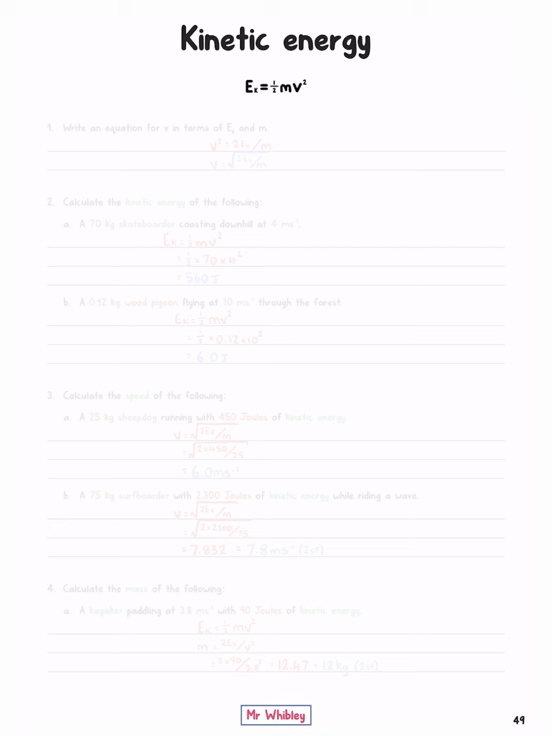Kinetic energy. Question 1. Write an equation for v in terms of EK and m. To solve for v squared, we can double both sides and divide by mass, and then finally take the square root of both sides.